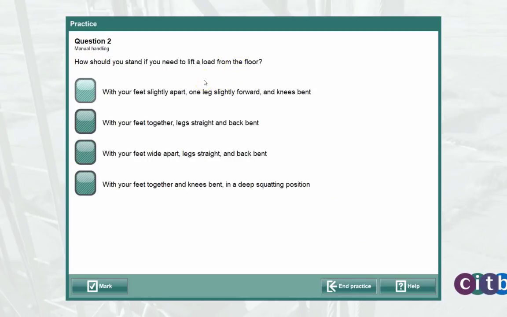How should you stand if you need to lift a load from the floor? With your feet slightly apart, one leg slightly forward and knees bent. With your feet together, legs straight and back bent. With your feet wide apart, legs straight and back bent. With your feet together and knees bent in a deep squatting position.